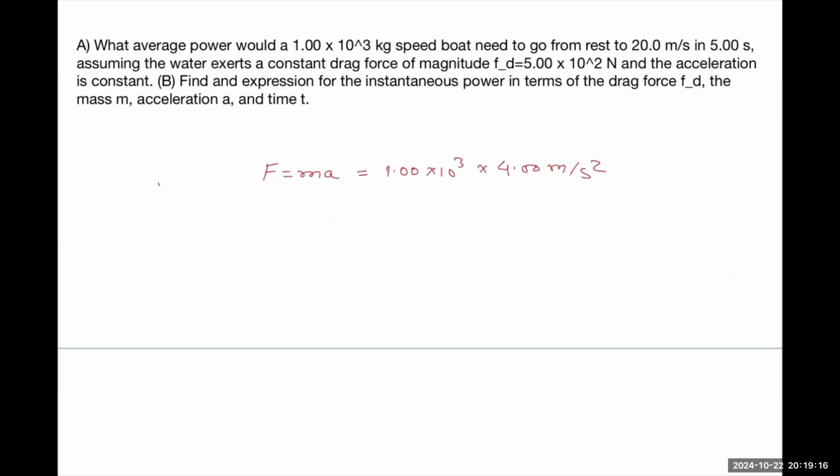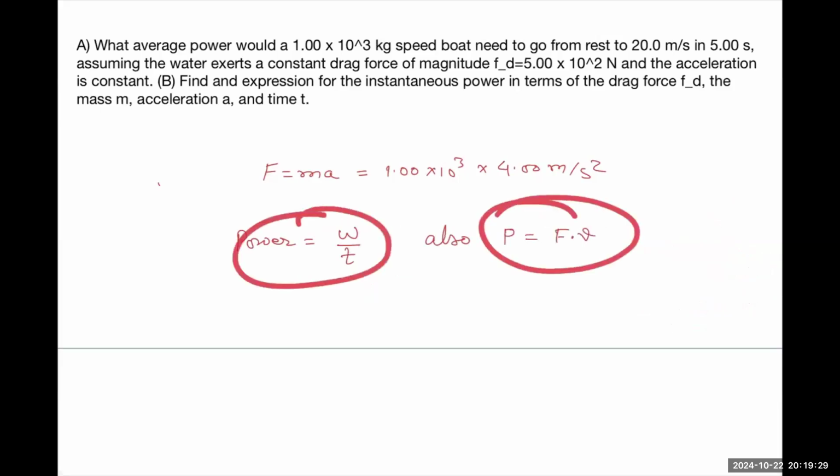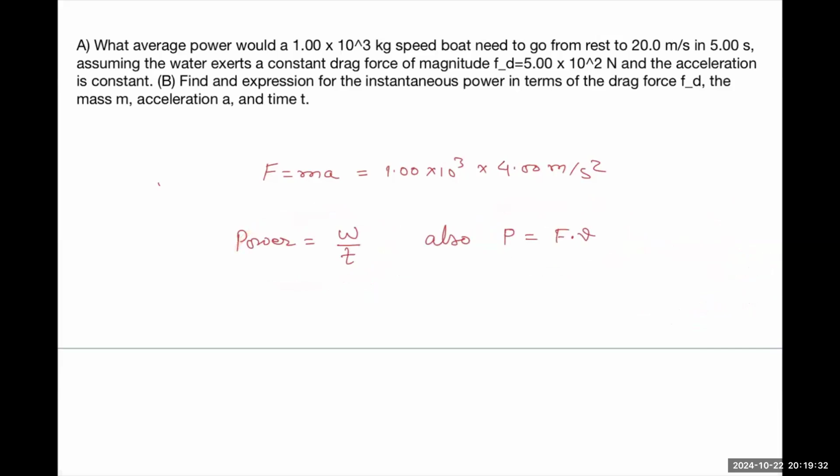We know the power is work over time, and also power is force times velocity, right? Which one did you use to calculate your power? Derek, and you too, which one did you use? The right side, this one. Okay, so I'll say this is equation number 1. This is now equation number 2.